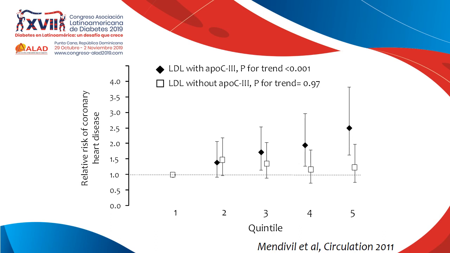Across quintiles of LDL without ApoC-III, there is no real trend to an increased cardiovascular risk. But if you look at the quintiles of LDL with ApoC-III, there is a monotonic, consistent, robust increase in risk with every additional quintile. So this data could be interpreted as saying that a large proportion of the cardiovascular risk that we commonly attribute to LDL may in fact be due to a subtype of LDL that contains ApoC-III, and not to all or any type of LDL.